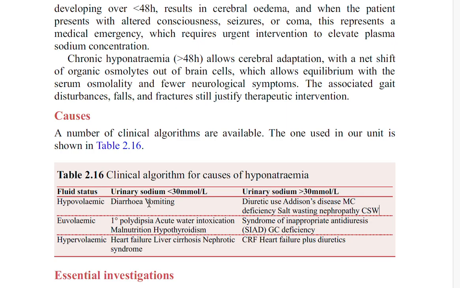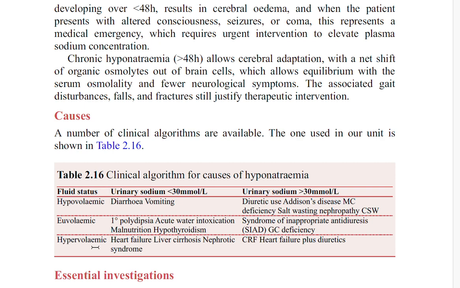Then the euvolemic. Euvolemic with urine sodium less than 30 could be due to primary polydipsia, in which the patient is drinking a lot of fluids and water, acute water intoxication, malnutrition, or hypothyroidism. So remember, hypothyroidism is one of the important causes of hyponatremia. Then if urine sodium is more than 30, it is SIADH, syndrome of inappropriate ADH secretion, or glucocorticoid deficiency.